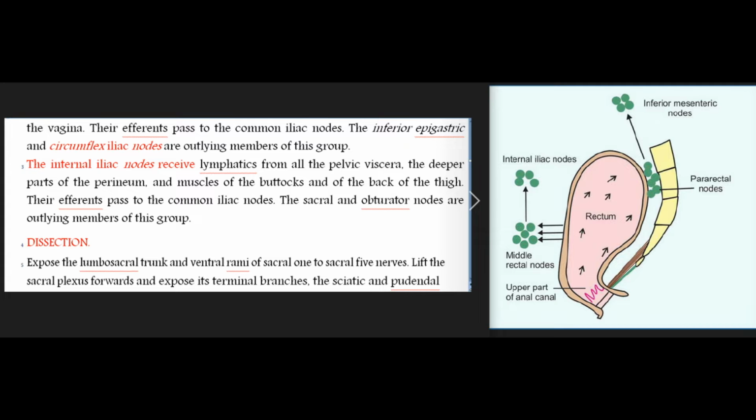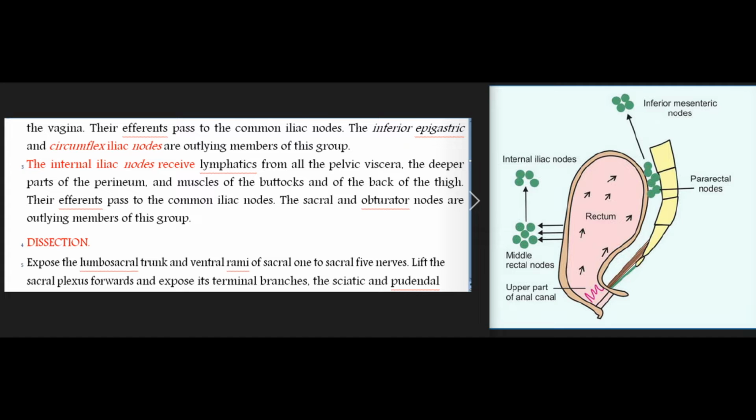3. The internal iliac nodes receive lymphatics from all the pelvic viscera, the deeper parts of the perineum, and muscles of the buttocks and of the back of the thigh. Their efferents pass to the common iliac nodes. The sacral and obturator nodes are outlying members of this group.